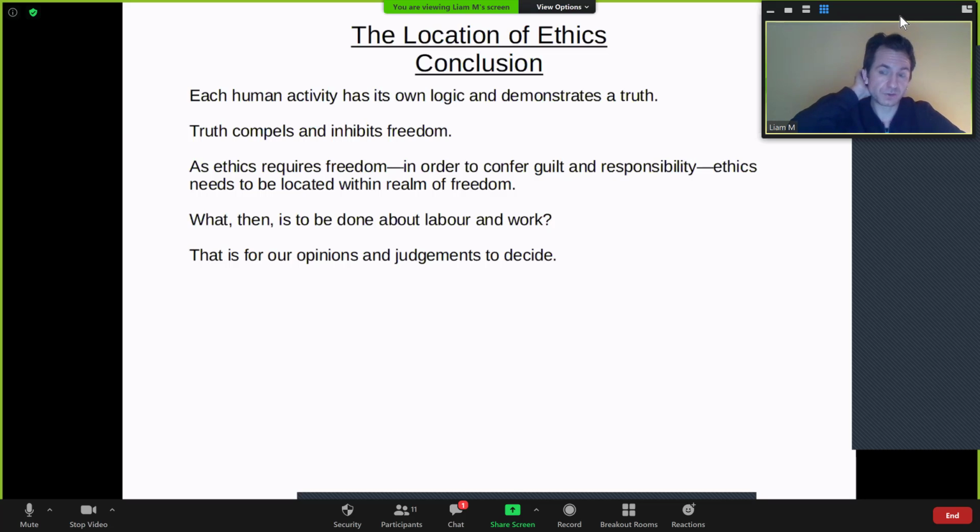And I don't know. I think that Arendt would say, indeed, ethics needs to be located within freedom, but it needs to be able to deal with the difference of labor and work. And I guess that's up for our opinions and our judgments to decide. And as she was a dogged democrat in the ancient sense of the term, she would probably agree with that.